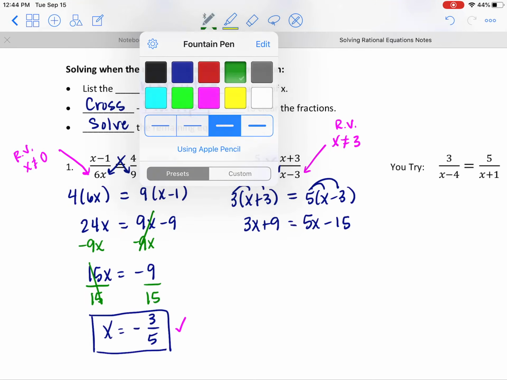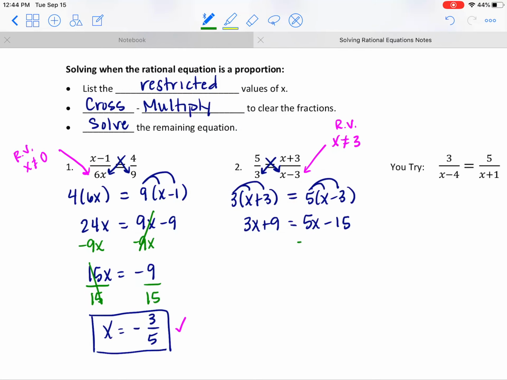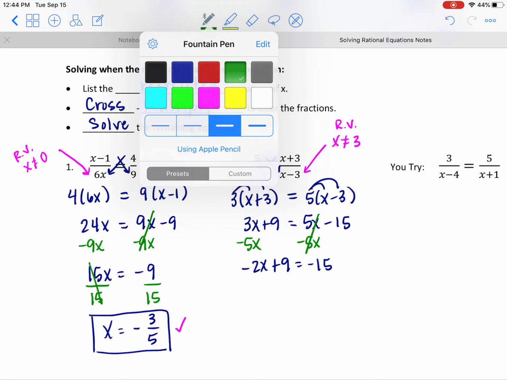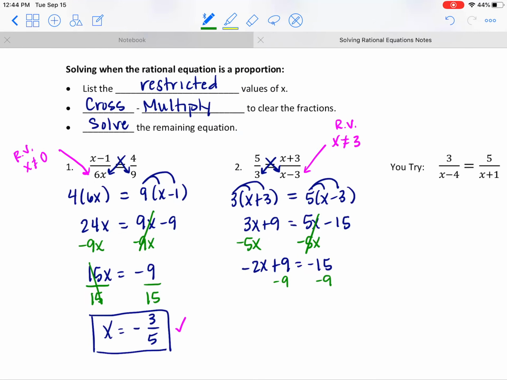And now I want to get my like terms together. It doesn't matter which way you go here. I'm going to start by subtracting 5x from both sides. That cancels that out. So I have a negative 2x plus 9 equal to a negative 15. Now I want to get x alone, so I'm going to subtract 9 from both sides. So now I have negative 2x equal to negative 24. And then lastly, I can divide both sides by negative 2. That cancels that. And so x is going to equal positive 12. And that is not a restricted value, so positive 12 is going to be a valid solution.